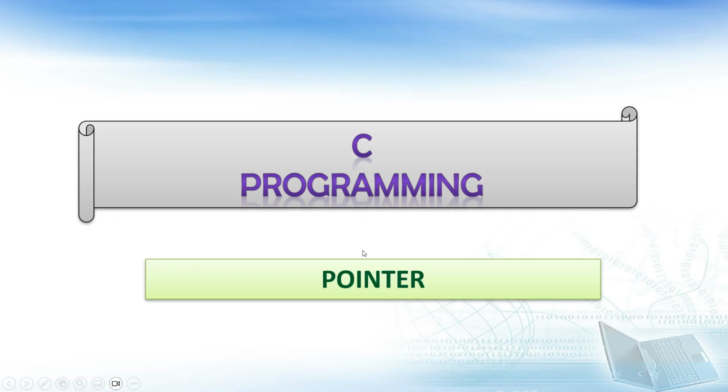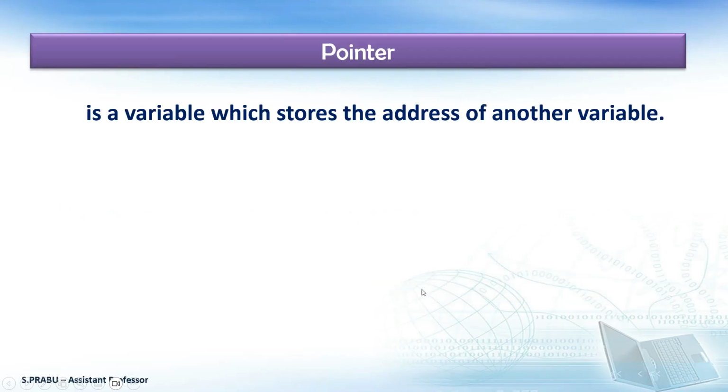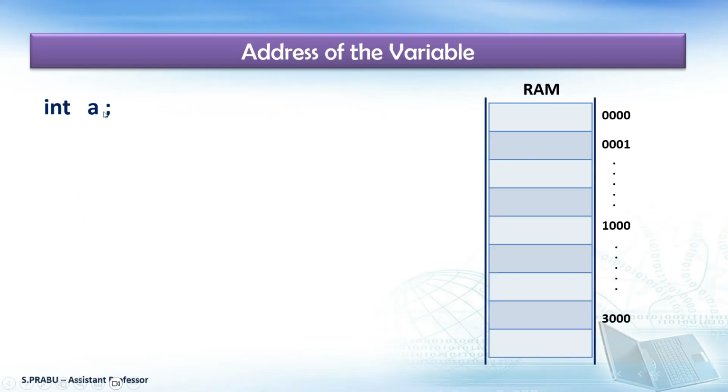Next we see about the pointer concept. Pointer is nothing but a variable. It stores the address of another variable. When we declare a variable like this, in our computer memory, it is organized into different locations. Each location is identified by a unique number called address.